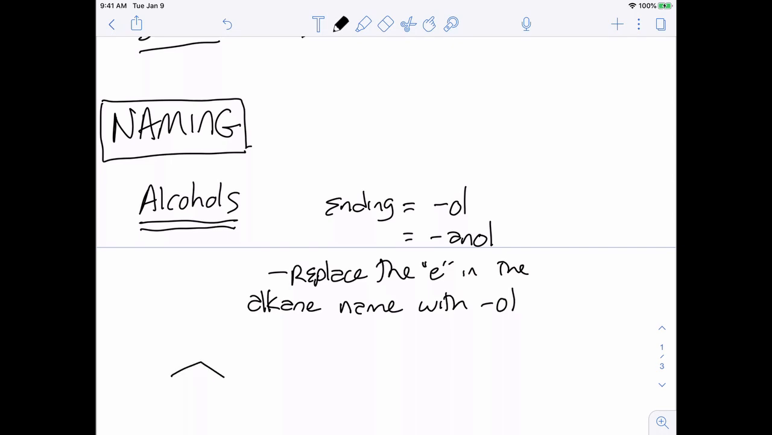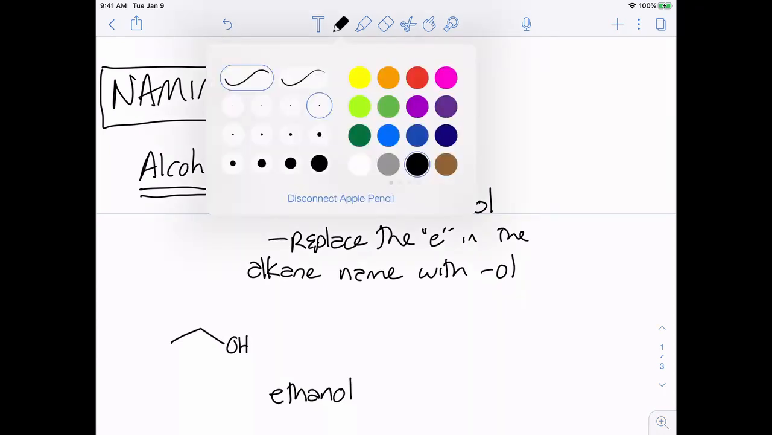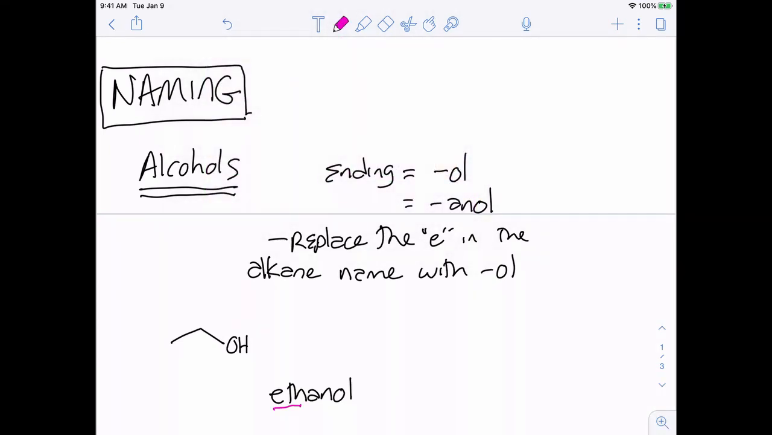So if I have 2 carbons and an OH group, right? That's my 2 carbons, and then they're all singly bonded, so AN and then OL. So if it was just 2 carbons without the hydroxyl group, it would be ethane. Get rid of the E and put an OL at the end. I really just like to think about it in terms of the prefix for 2 is eth, and then I'm doing ANOL for my ending, so ethanol. As I started saying though, make sure your O's look like O's.